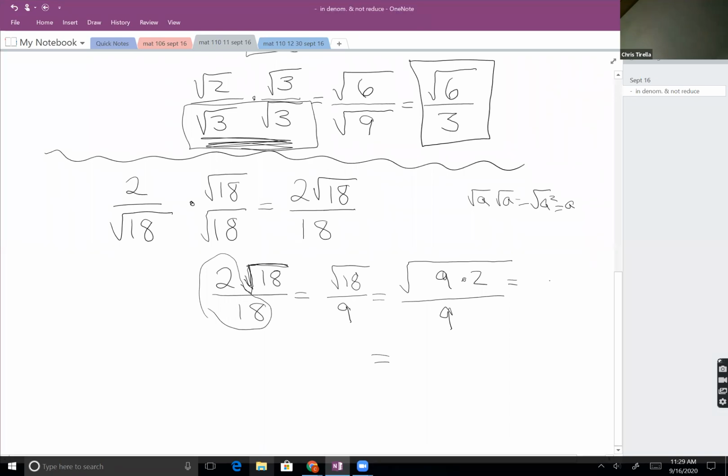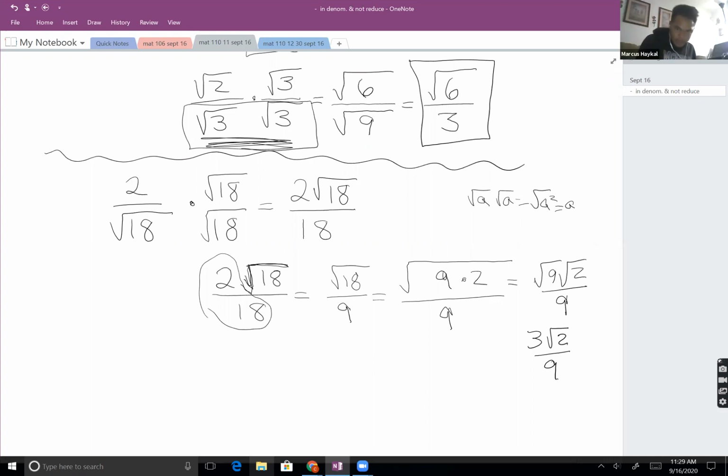So I'm going to take that as the square root of 9 times the square root of 2 over 9. What's the square root of 9? 3. Doesn't this become 3 radical 2 over 9? And can we still reduce that fraction? Yes.